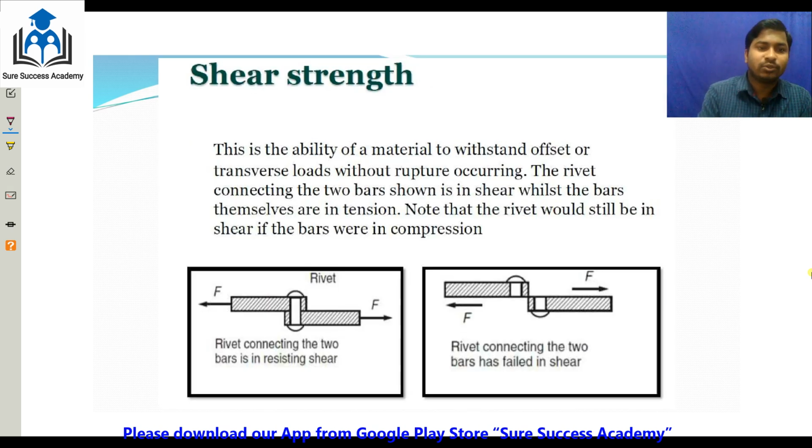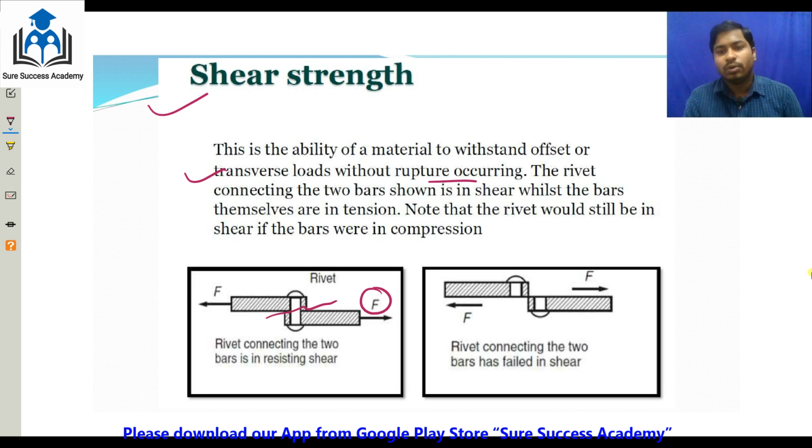Shear strength, as I told you, is the ability of a material to withstand the offset or transverse loads without rupture. Take this rivet: you are applying F, and it should not fail. The rivet connecting two bars is shown in shear. The bars themselves are in tension, but the rivet is subjected to shear stresses. Note that the rivet would still be in shear if the bar is in compression. If you apply a compressive load also, the rivet will be in shear.